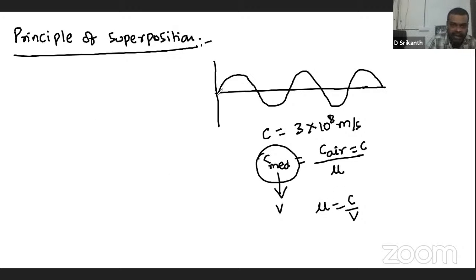Whenever a light wave is moving, we have properties like amplitude, wave vector, and angular frequency omega t. Now I am having the displacement. The displacement of a light wave we can write as A times sine of omega t minus kx.